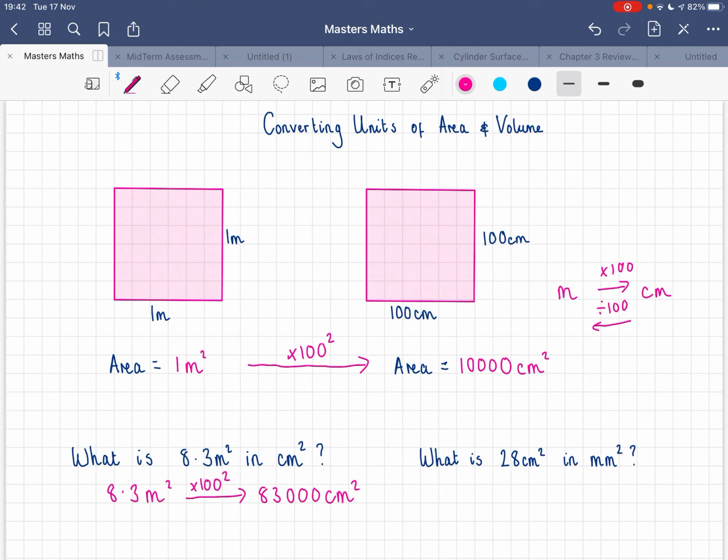The linear scale factor is how you change meters into centimeters. This next one is similar. So we've got 28 centimeters squared and we want to change it to millimeters squared.